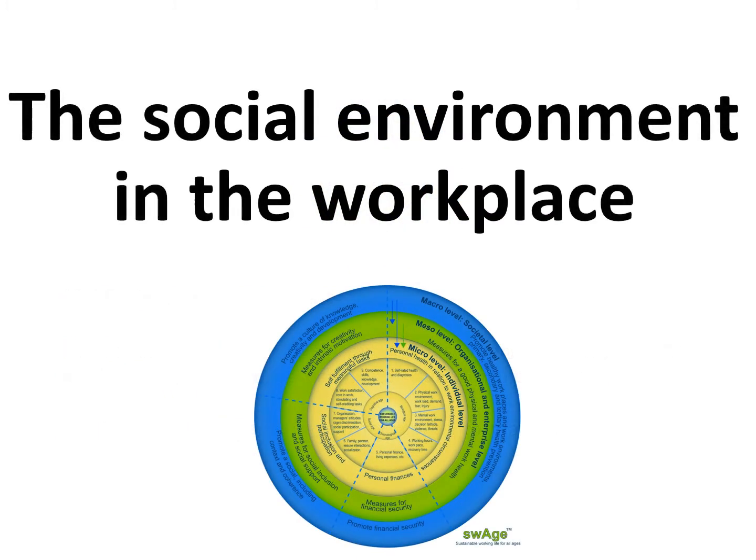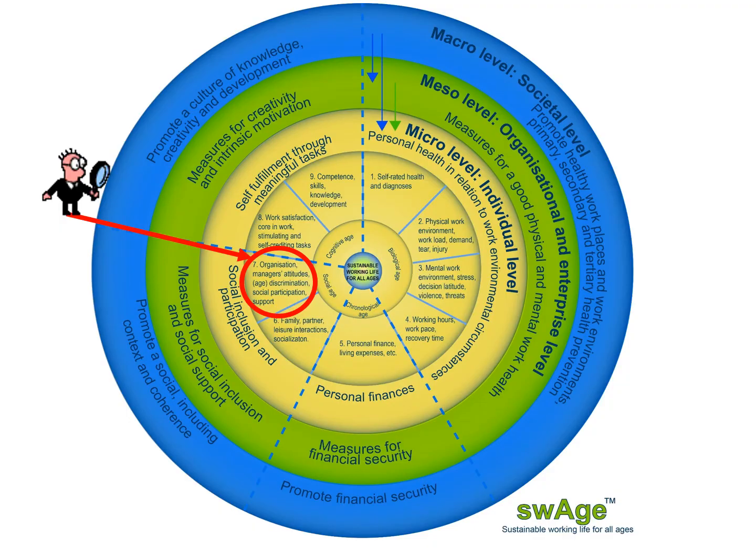Social environment in the workplace. The social environment in the workplace is the seventh determinant area of the swAge-model that affects whether an employee is able to and wishes to work. It is part of the determinant sphere social inclusion and participation for a sustainable working life for all ages.